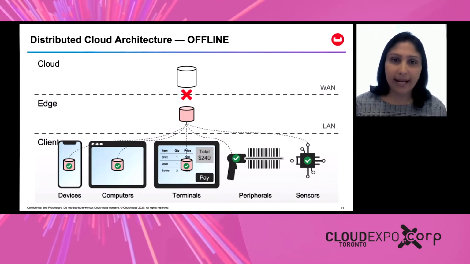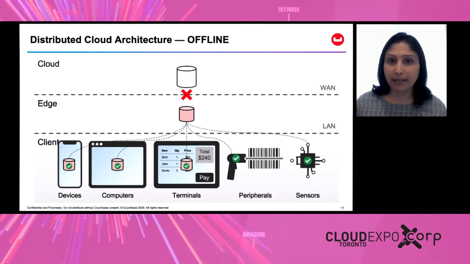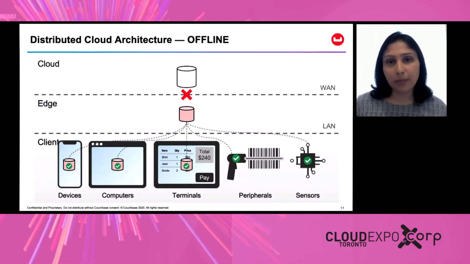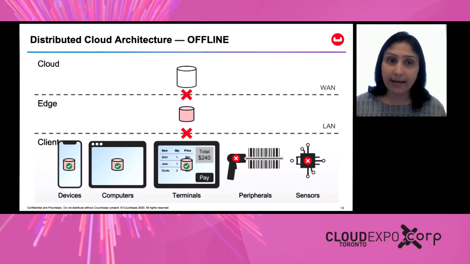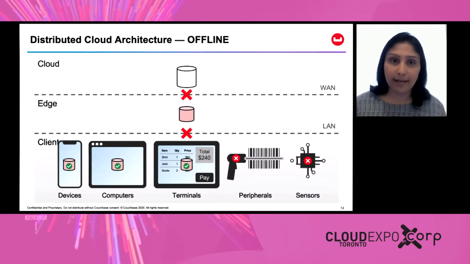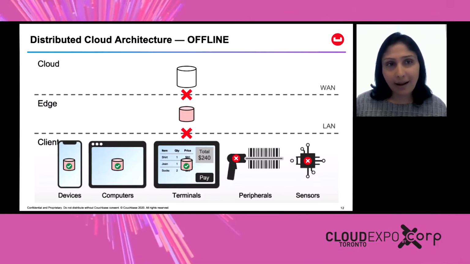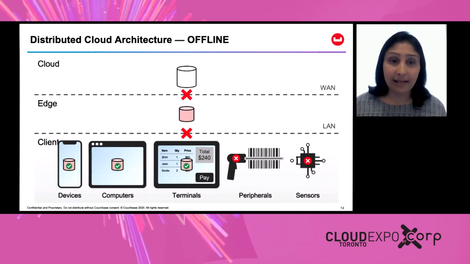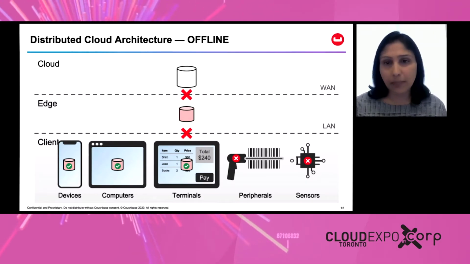Now, if the internet connectivity is down, clients can continue to operate because they are either served by the local database that's embedded within the clients, or they are served from the local data center. Now, if there is an outage on the local area network, and if the connectivity to the local edge data center is down, then clients with the embedded database will continue to operate. Of course, legacy clients or lightweight clients that don't have local storage processing, they will be offline.